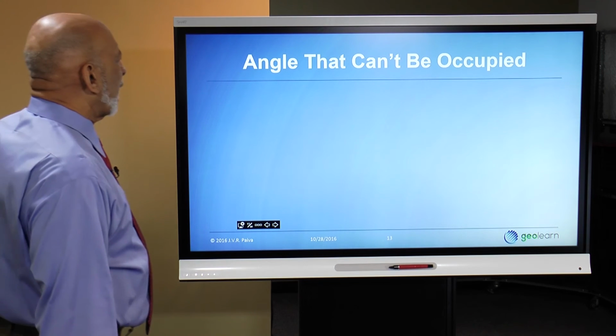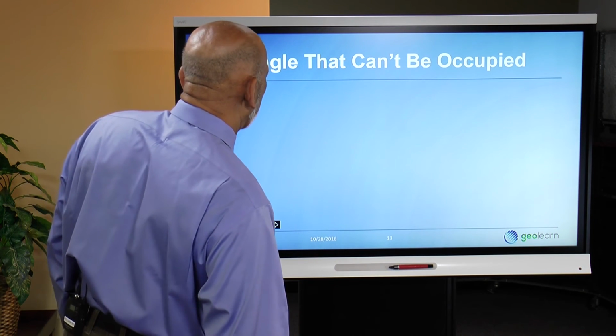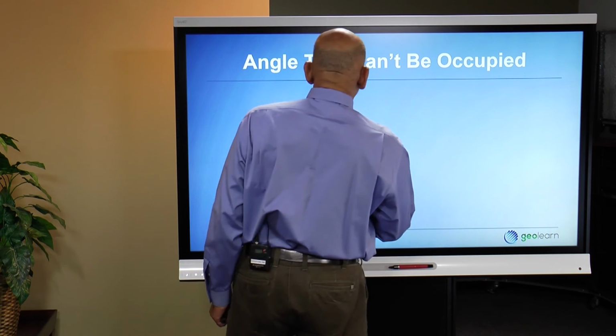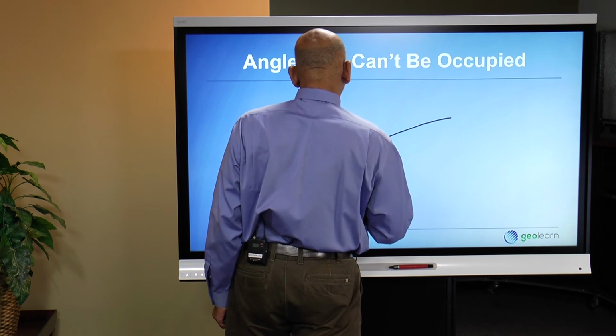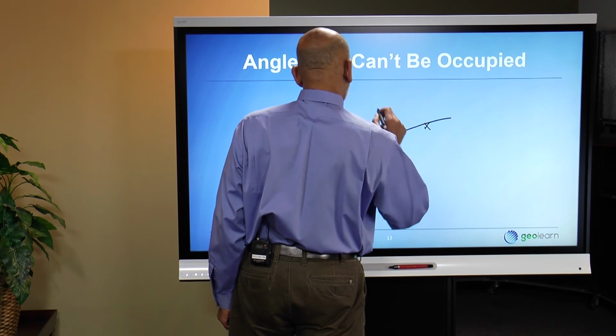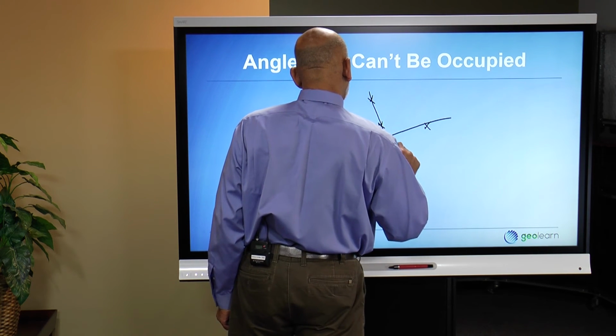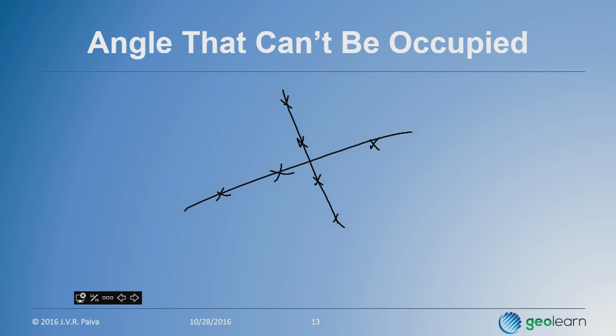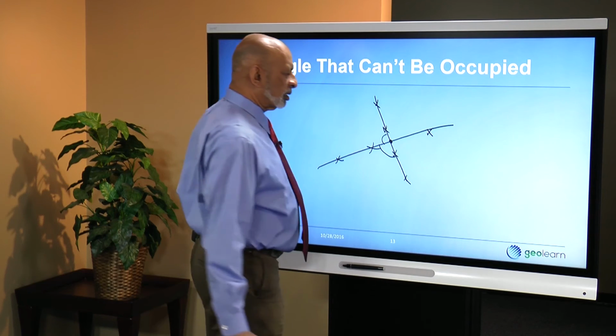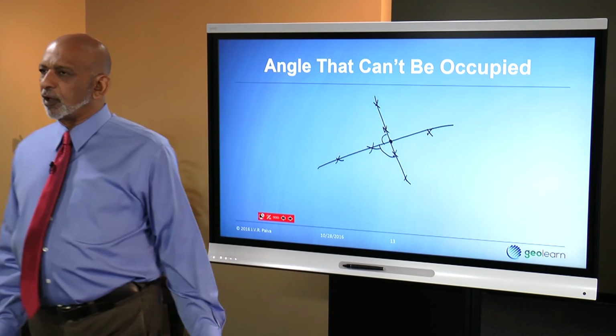I want to talk about angles that need to be measured that can't be occupied. And a very common one is where you have a fence like this and a fence like this, but you can't set up your surveying instrument where those two lines intersect. So you don't really know what this angle is or what this angle is. And so the most common way to do this was the following procedure.